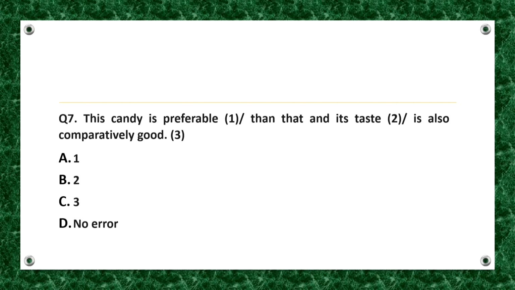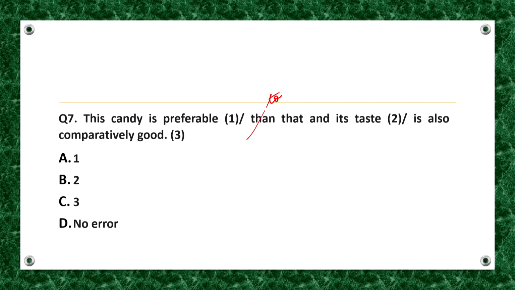So, is it done? Let's discuss. Let me first read out the sentence given. This candy is preferable than that and its taste is also comparatively good. So, the error lies in part 2 of the sentence. Replace than with to. Always remember that after preferable or prefer, preposition to is used and not than.